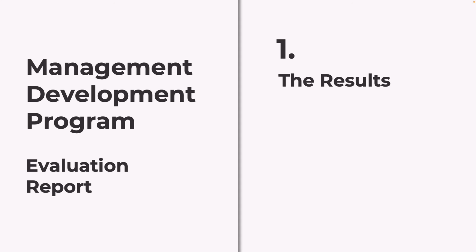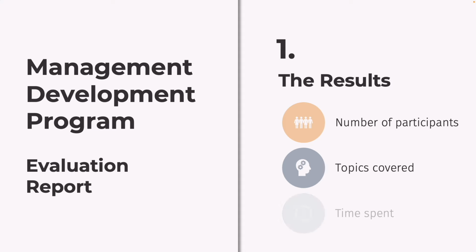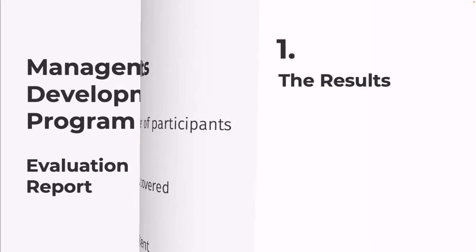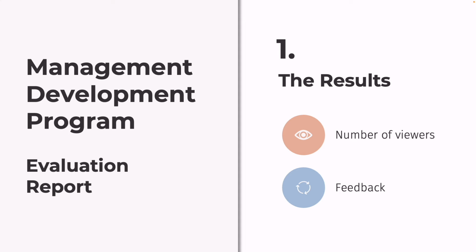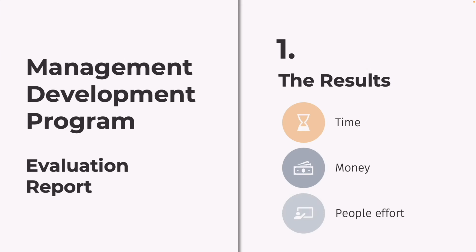First, provide detailed information about the results. Include statistics such as how many people participated in the program, what they learned, and how much time they spent working on their projects. If you're evaluating an online course, include information about how many people viewed it and what kind of feedback participants provide. Include the time, money, and people effort invested in the program.